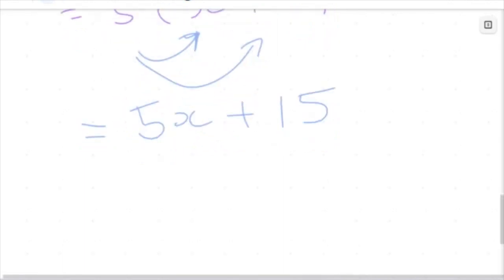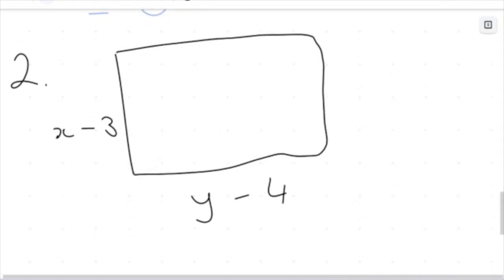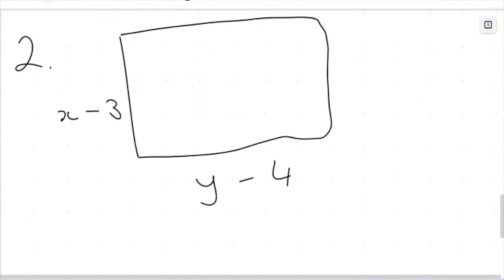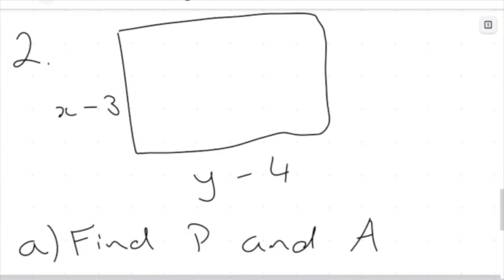Once again, I'm going to apply this idea of measurement to show you how we can go sort of cross different disciplines of maths here. So I have here a rectangle with the following dimensions. And I want to find both the perimeter and the area of this. So part A, I want to find the perimeter and the area. I've just written these as P and A because I'm not bothered writing it all out.